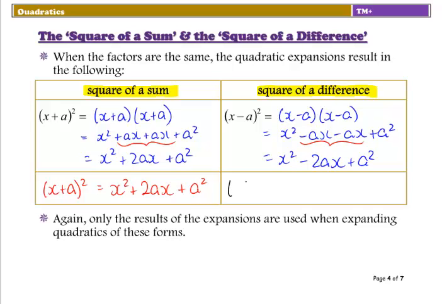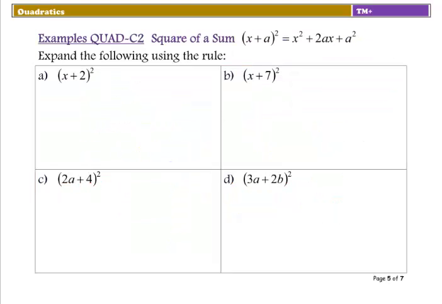So my rule here is that x minus a all squared is simply the first term squared minus 2 lots of the terms multiplied by each other plus the last term squared. Now again, only the results of the expansions are used when expanding quadratics of these forms. So let's look at an example.